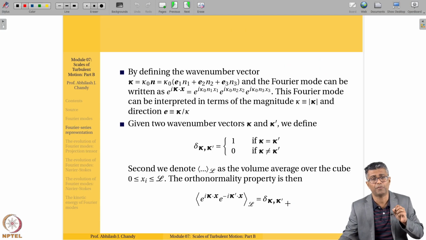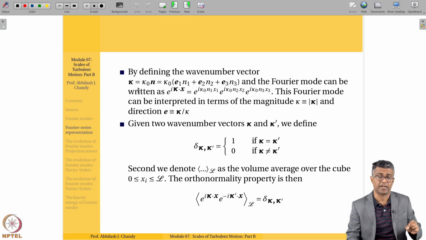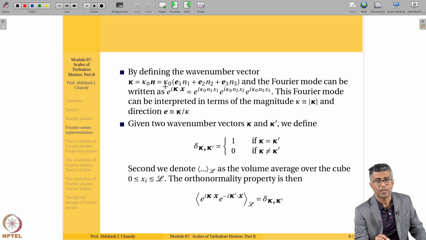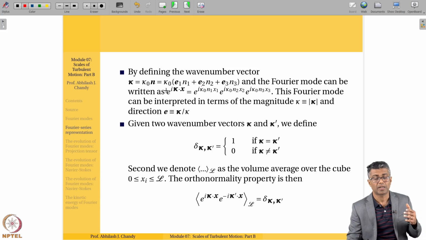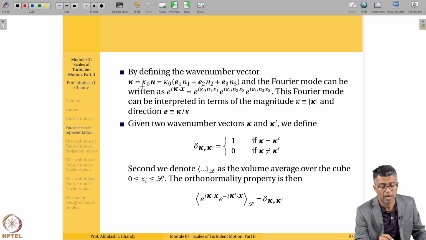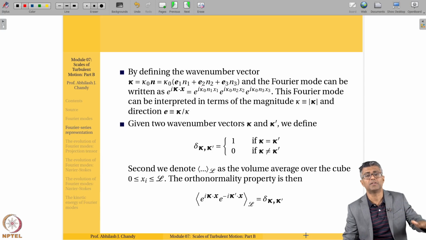Now if you define a wave number vector kappa as kappa naught n, where n is a vector again and kappa naught is this lowest wave number magnitude, then you can write n as a vector e1 n1 plus e2 n2 plus e3 n3. The whole thing multiplied by kappa naught gives you your kappa, the wave number vector. So kappa vector is kappa naught times e1 n1 plus e2 n2 plus e3 n3. What are e1, e2, e3? The direction cosines. Simple enough. They are the direction cosines.